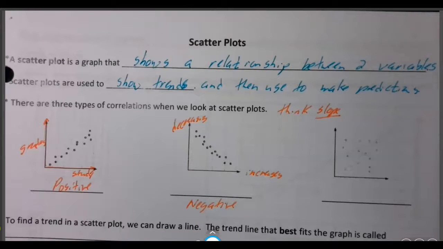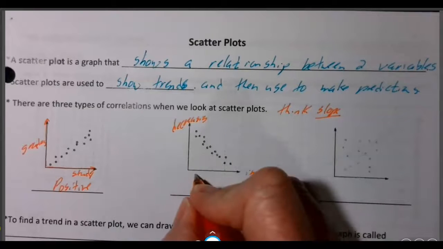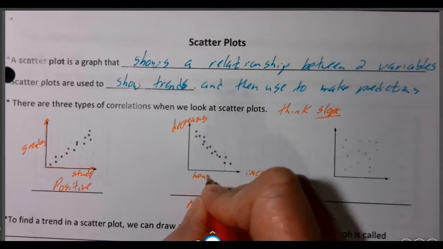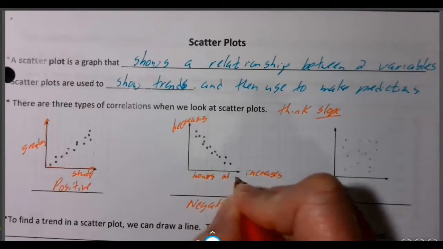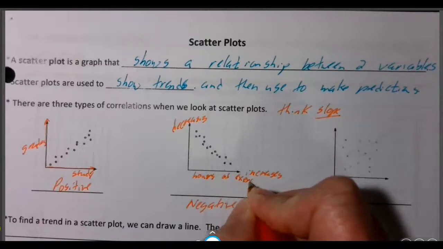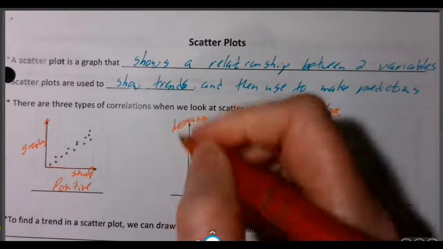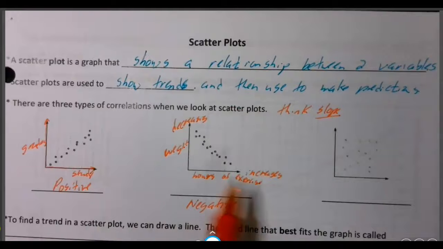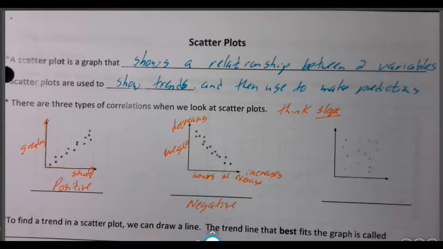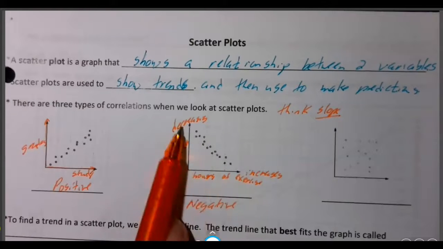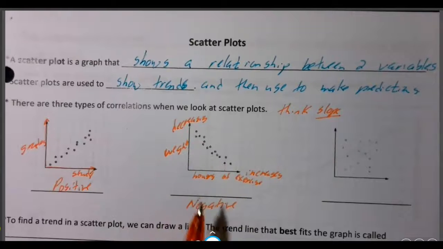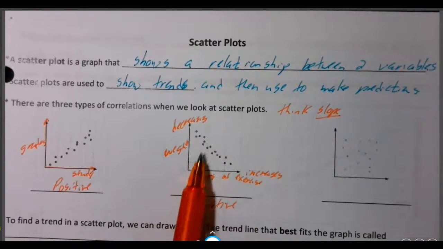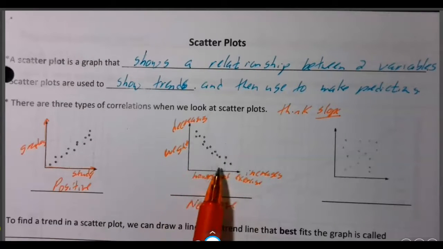So an example here would be the more you exercise, hours of exercise, compared to your weight. So the more I exercise, the weight goes down. So it's a positive situation, but it's a negative trend, okay? So don't confuse negative trends or slopes with a situation. So the more I exercise, my weight goes down. That's still a positive situation, but it's a negative trend.